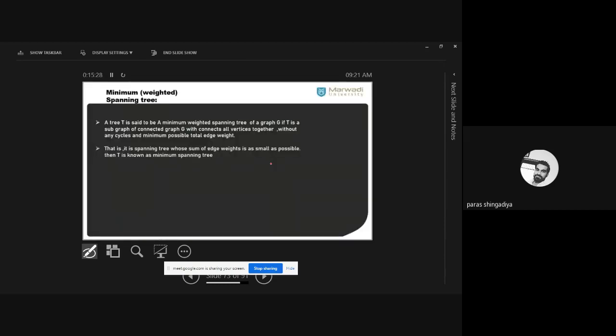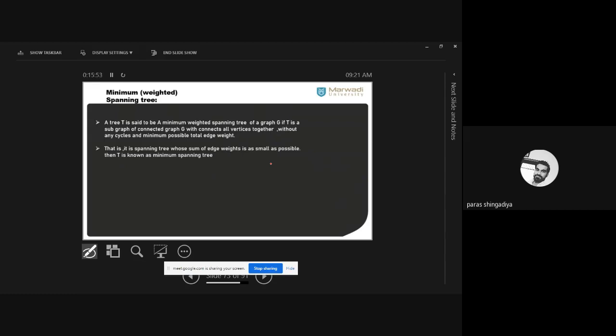So is there any confusion in a spanning tree? Is there any doubt to anyone? Okay. We just practice some more example. It's very easy, not difficult, how you can create a spanning tree. Clear? Now we consider the next topic, a minimum weighted spanning tree.